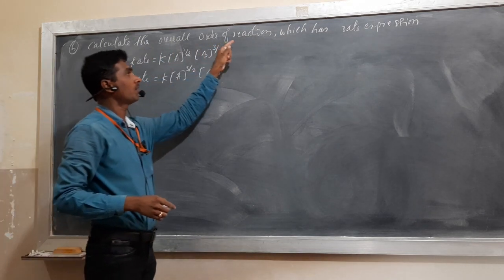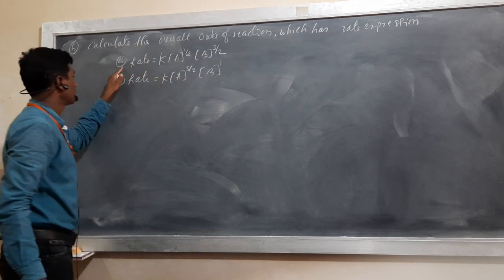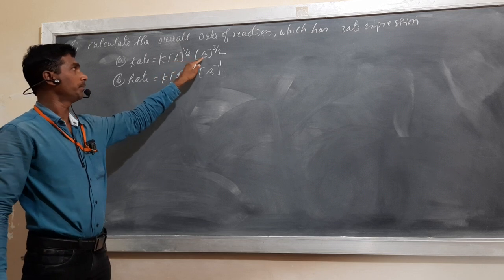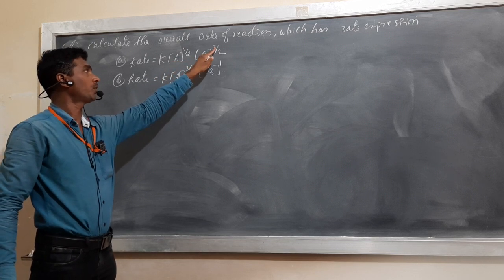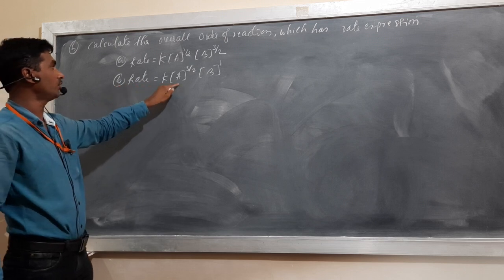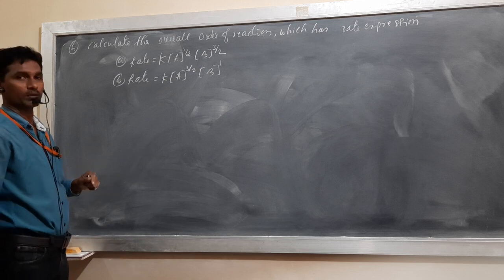Calculate the overall order of reaction which has rate expression. First A: rate is equal to K A to the power of 1 by 2, B to the power of 3 by 2, and B: rate equal to K A to the power of 3 by 2 and B to the power of 1. So these are very important for 1 mark question.